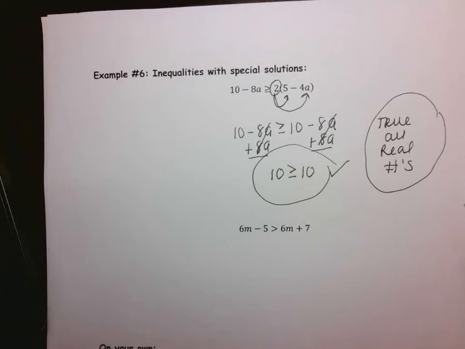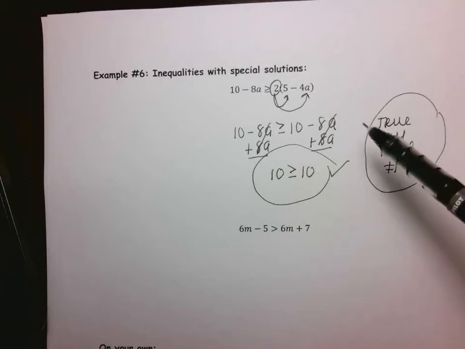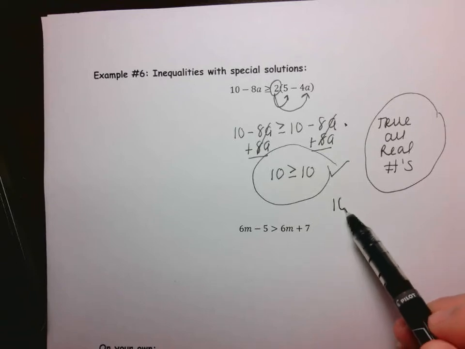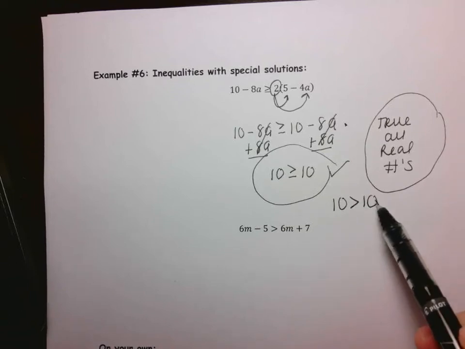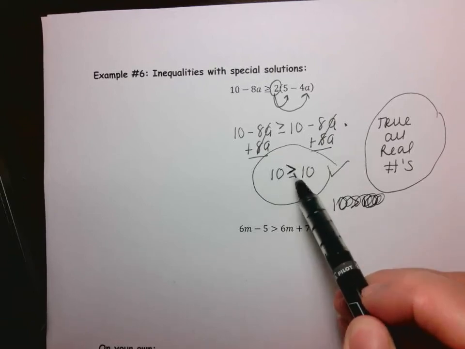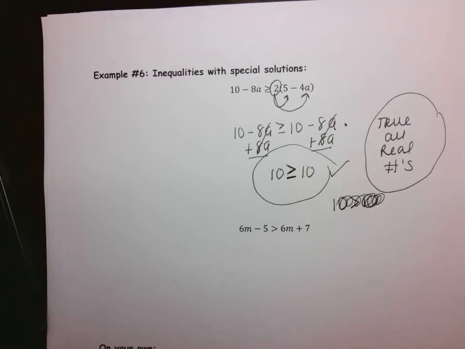And the reason I want you to keep going and not just stop and read it, like with the equality symbols, you can stop and you could probably see it right there. But be careful, because for example, if this was 10 is greater than 10, that would be false. But what makes this true is it says 10 is greater than or equal to 10, so it's true.